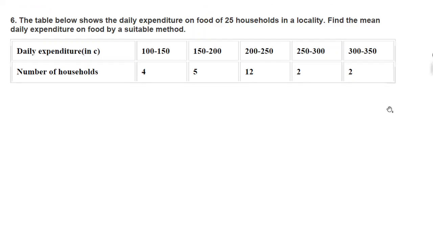Now we'll move to question number 6. The table below shows the daily expenditure on food of 25 households in a locality. Find the mean daily expenditure on food by a suitable method. Daily expenditure: you have 100 to 150 for 4 households, 150 to 200 has 5 households, and like this. Now we will put all the data in a table.